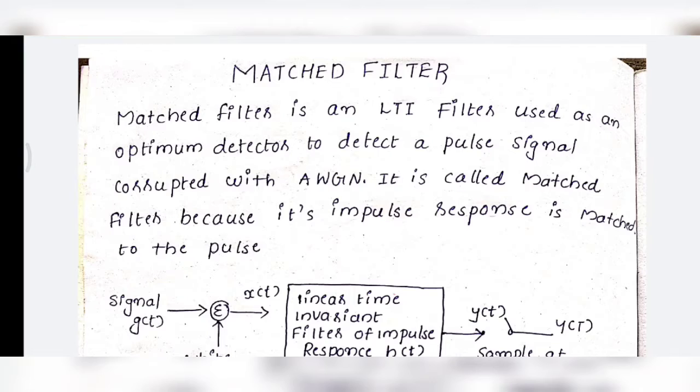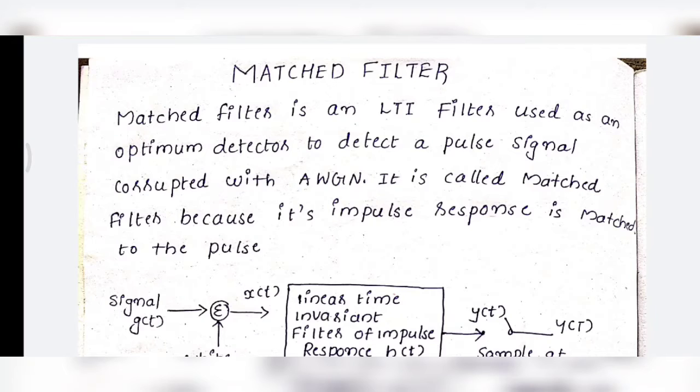Matched filter is an LTI filter used as an optimum detector to detect a pulse signal corrupted with AWGN. It is called a matched filter because its impulse response is matched to the pulse signal. Block diagram of matched filter is shown in figure. Matched filter is a type of LTI filter having impulse response h of t.